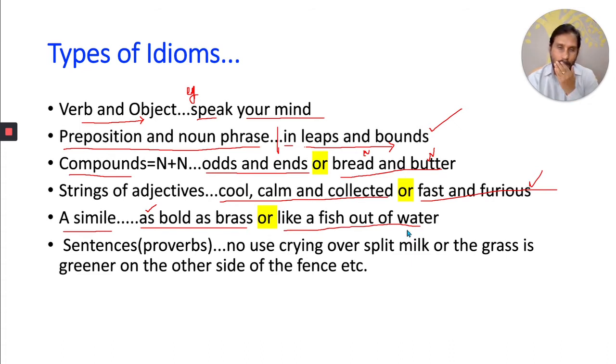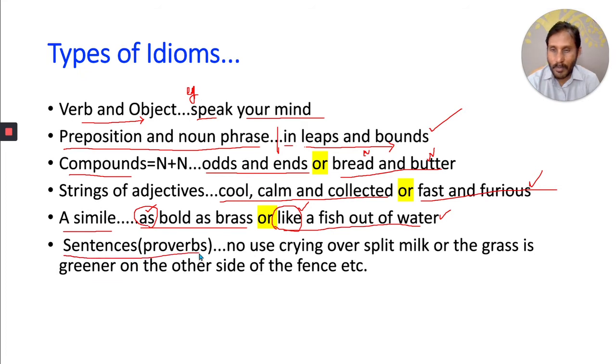For example, you are uncomfortable with strangers. You are like a fish out of water, right? So 'like' is there here. In the other one, 'as' is there. This is very important. That's why it is a simile. Similes and metaphors, we will come to that topic later in our future classes and videos.